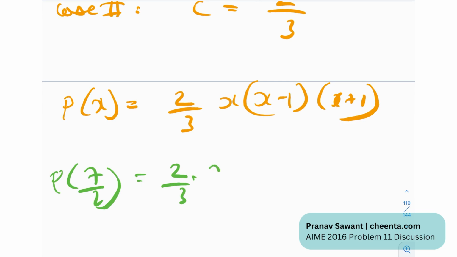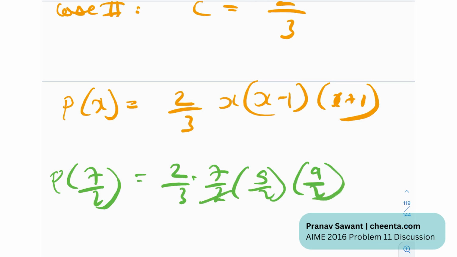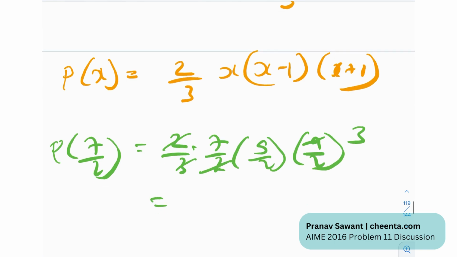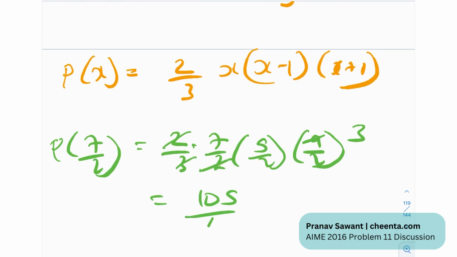You would get 2 by 3 times 7 by 2. 7 by 2 minus 1 is 5 by 2. And 7 by 2 plus 1 is 9 by 2. Just maybe simplify a little bit. So you will essentially get 105 by 4. So p of 7 by 2 is 105 by 4, and that is the conclusion of our problem.